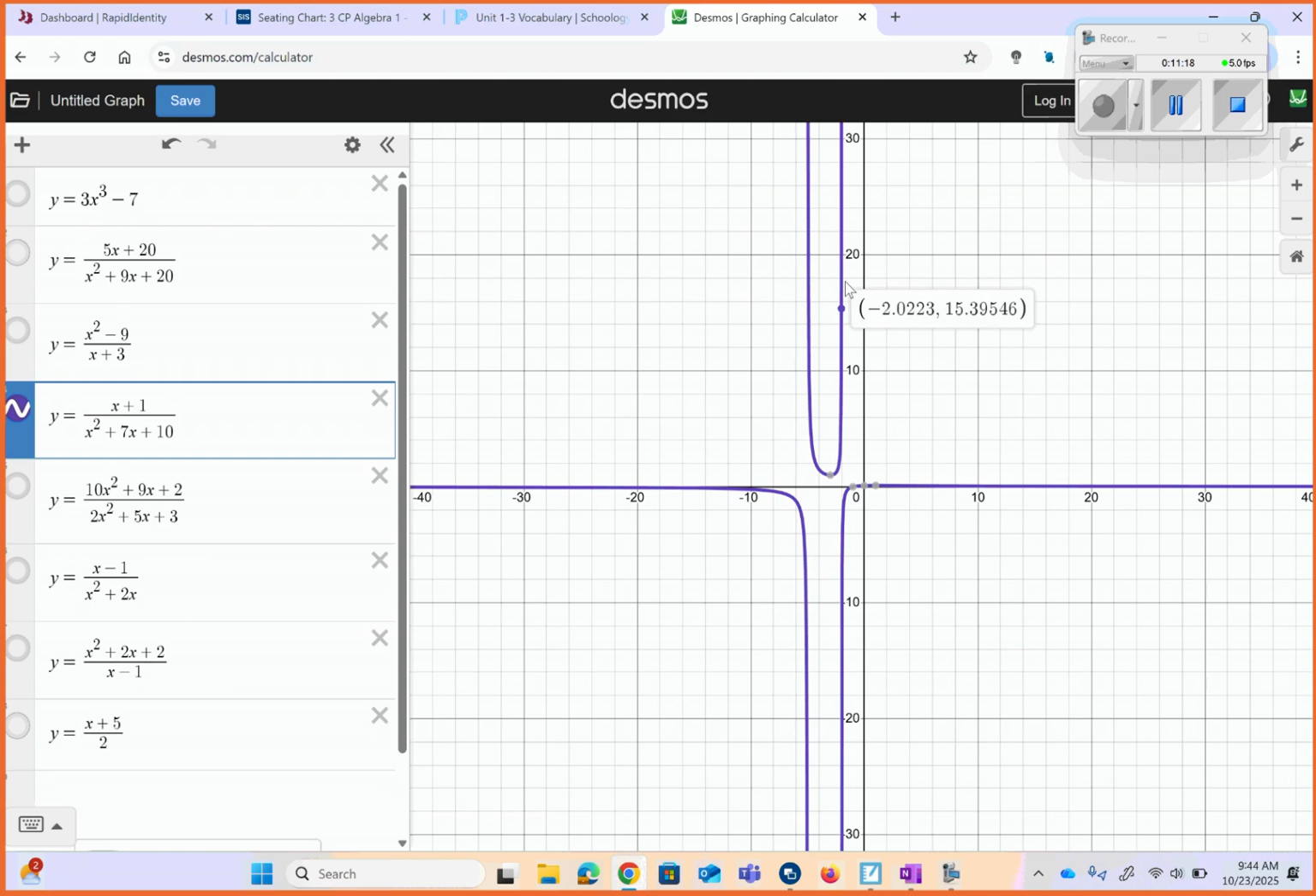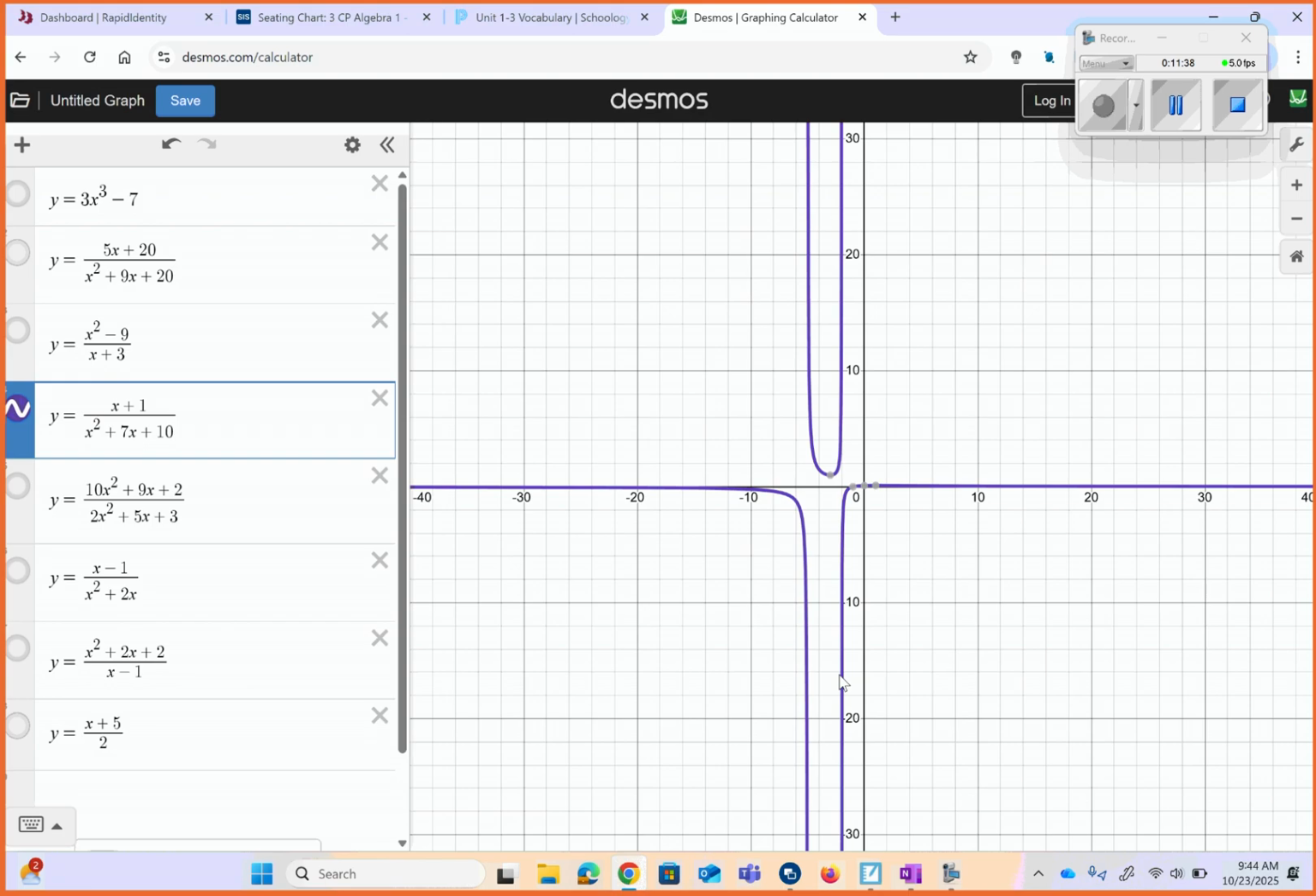Like I can't get to -2. So where's my graph going to go eventually? If I come from the left, I go to infinity. If I come from the right, I go to -infinity. So what can you tell me about this graph?